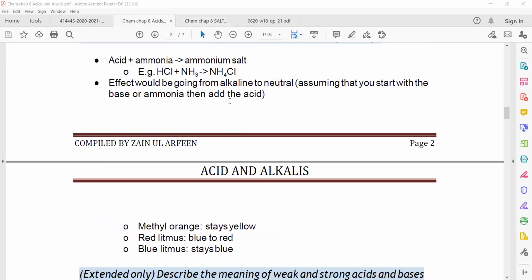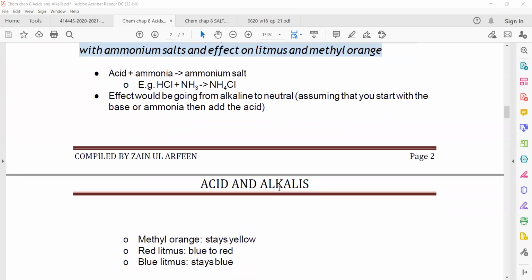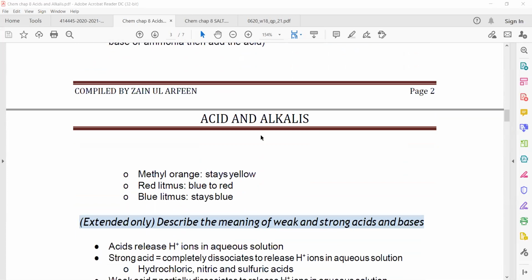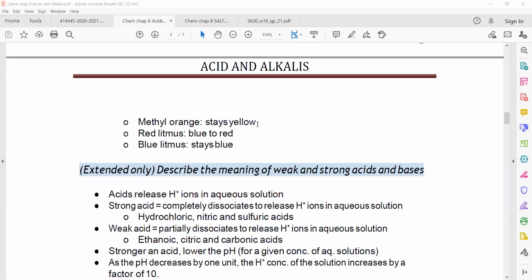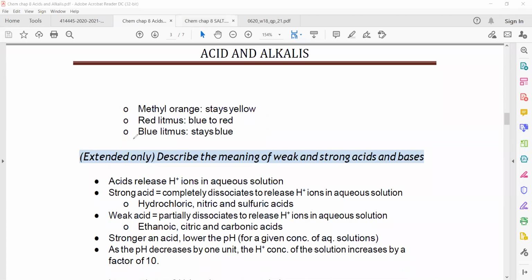And the color of methyl orange for alkalis will be yellow. Red litmus, if it is acid it will turn from blue to red. We have blue litmus or red litmus. If a solution is alkaline, the red litmus will turn from red to blue. And blue litmus will stay as it is.